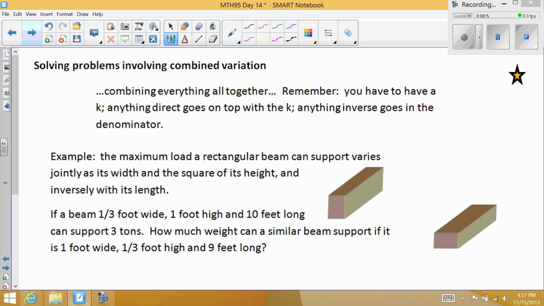Okay, this one's a little more complicated. So combined variation, putting everything together. What it basically boils down to is you need to start off with y equal k, and then anything that's direct goes on top with the k, and any variables that vary inversely with y go down in the denominator. They get divided by the k.